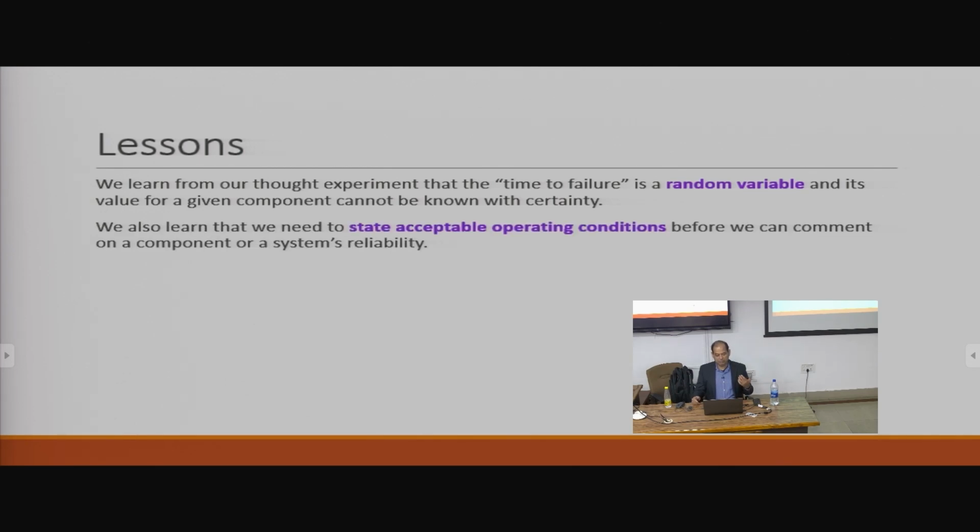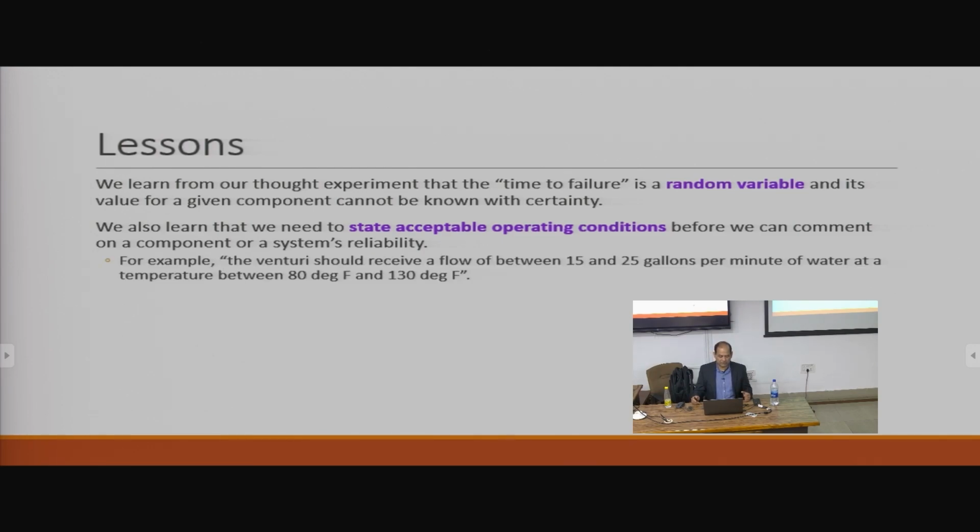We also learned that another lesson is that we need to state acceptable operating conditions before we can comment on component or system reliability. If acceptable operating conditions were not met, then system reliability calculations would not make any sense. For example, if the Venturi should receive a flow between 15 and 25 gallons per minute of water at a temperature between 80 degrees Fahrenheit and 130 degrees Fahrenheit, and this was breached, okay, no fair. You cannot hold us responsible.